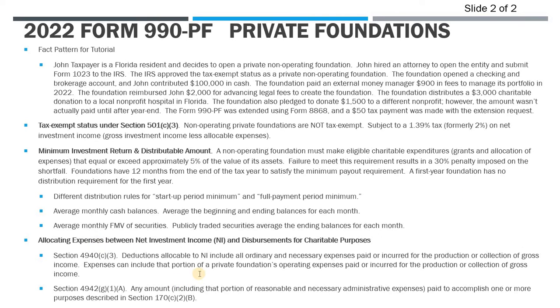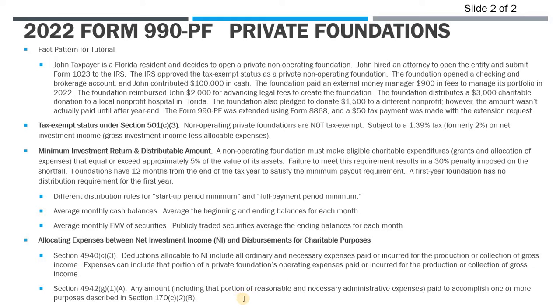Now, allocating expenses, this is very important, right? So allocating expenses between your net investment income and charitable disbursements. Your deductions allocable to net investment income include all ordinary and necessary expenses paid or incurred for the production or collection of that income. And it can also include a portion of your operating expenses, right? So an allocation of operating expenses that you deem are attributed to that production or collection of gross income.